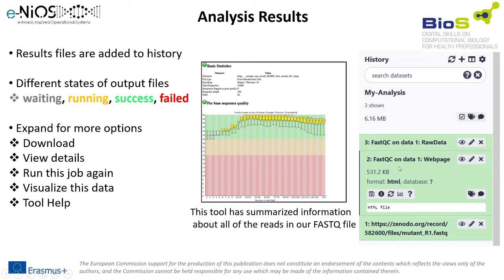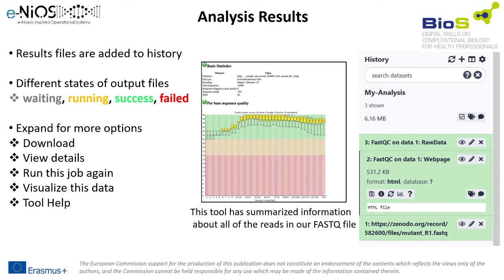Please note that Galaxy has given these files names according to both the tool name, which was FastQC, and the dataset, data 1, that it used. The name data 1 means dataset number 1 in Galaxy's current history, which is our FASTQ file. If you click on the second output file, FastQC on data 1: Webpage, you will have a look at the contents of this output file in the main Galaxy panel in the center of the page.